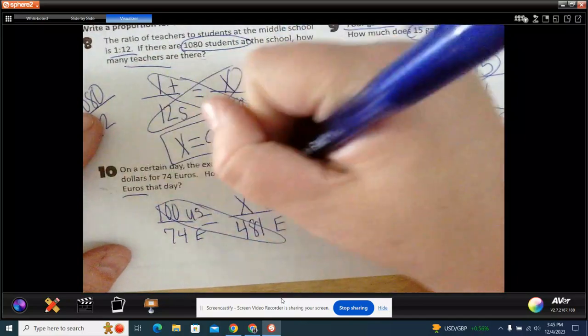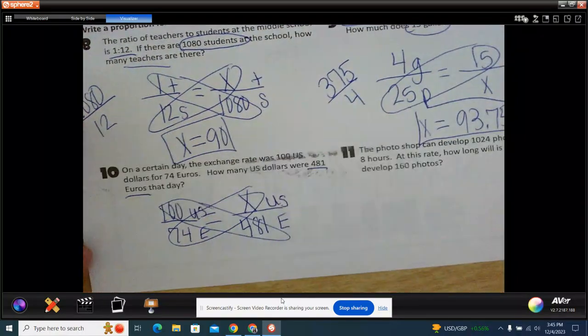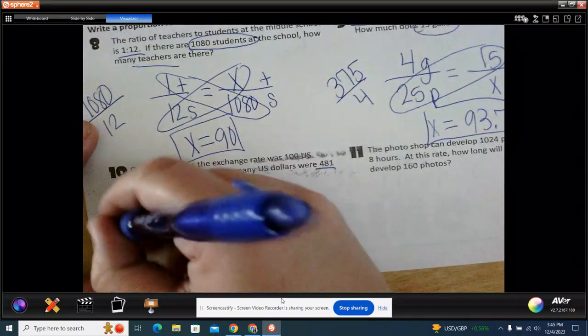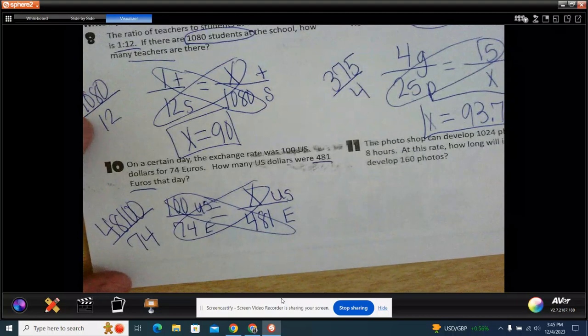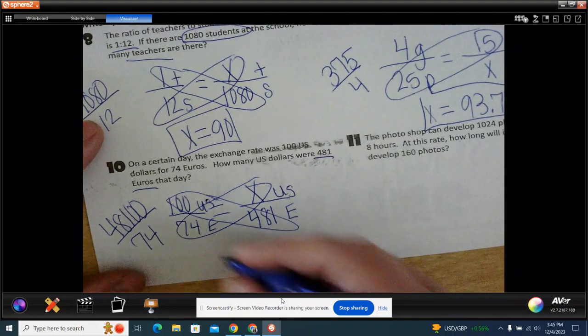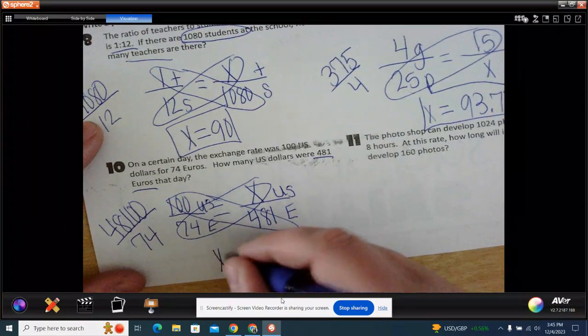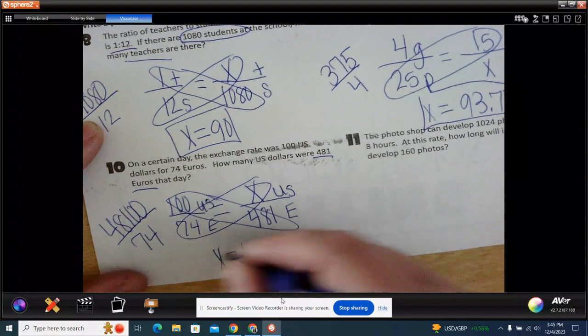And again, I'm going to multiply and divide. So 100 times 480 is 48,000, divided by the number of euros. So 48,000 divided by 74 is about 650.